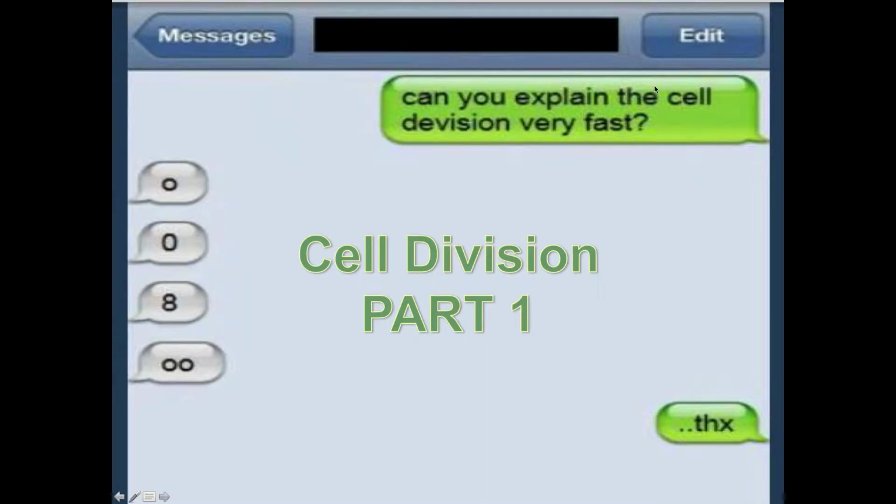Alright guys, today we're going to talk about cell division. There's two major types of cell division. Today we'll focus on just one, and then in our next PowerPoint we'll talk about the other one.